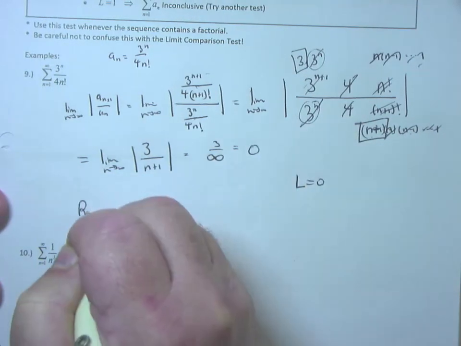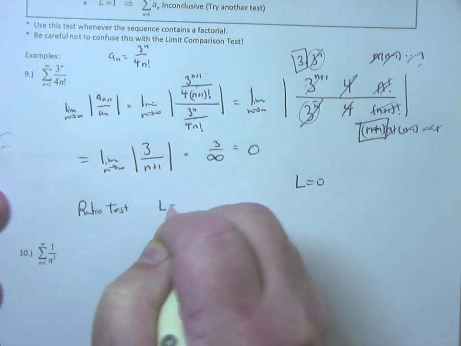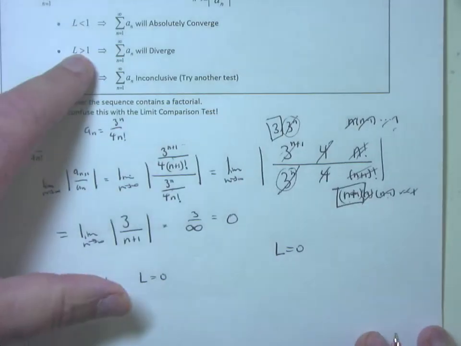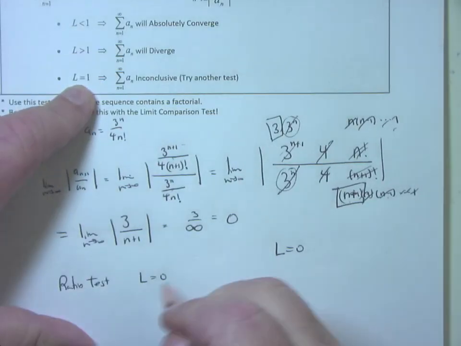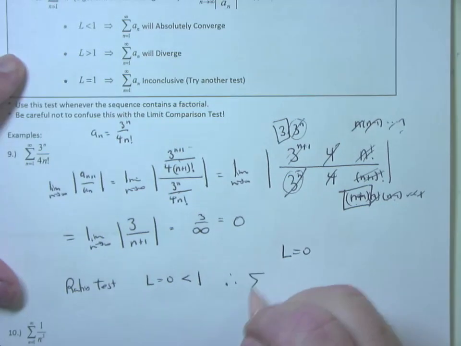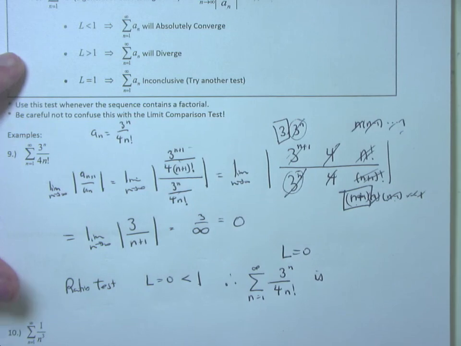Now let's apply the ratio test. My L, which is equal to 0, is what? Is it, quote, less than 1, greater than 1, or equal to 1? It's less than 1. Therefore, this series, the sum as n goes from 1 to infinity of 3 to the n over 4n factorial is what, according to the ratio test?